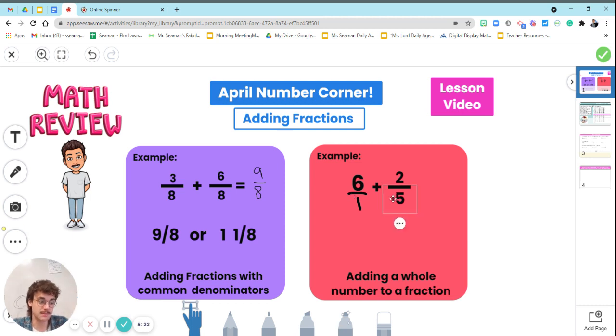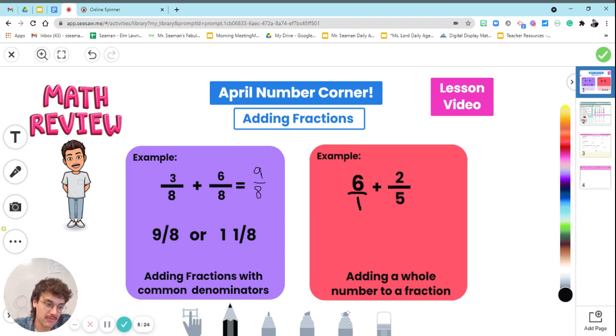So why don't I just multiply 1 by 5? Why don't I do this? 1 times 5. And then remember our rule with fractions. Whatever we do to the bottom, we have to do to the top. So I multiplied the bottom by 5, so I'm going to do that same thing to the top.